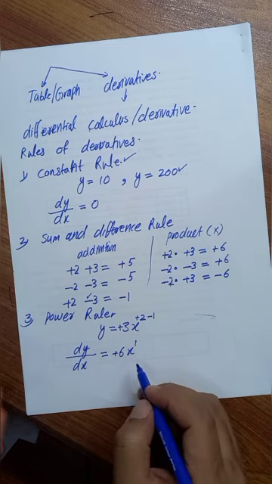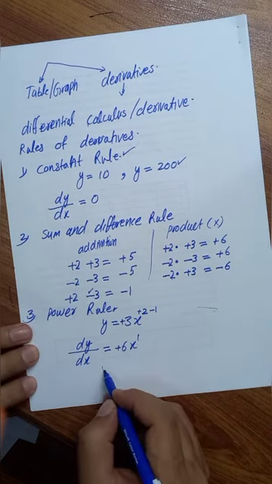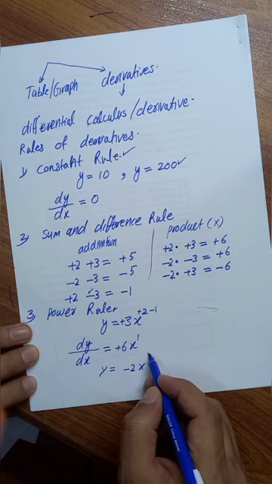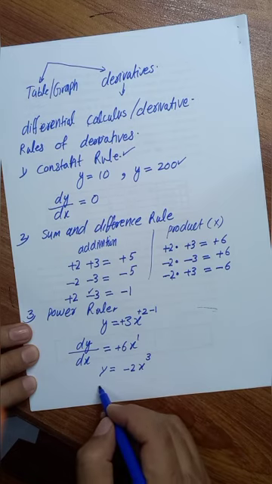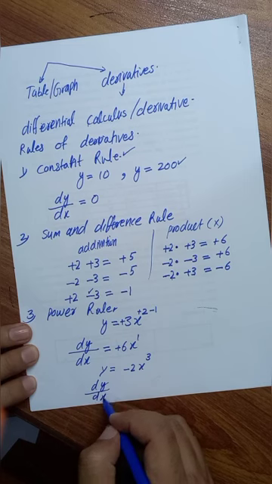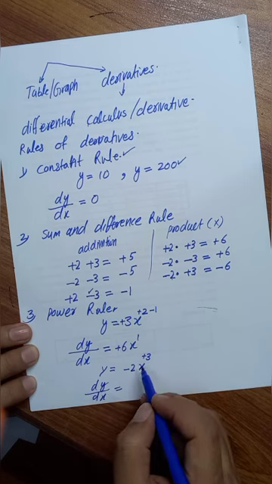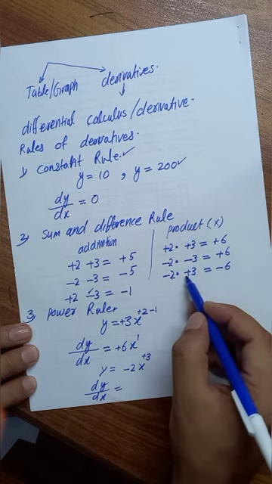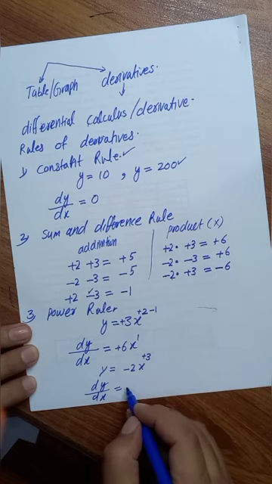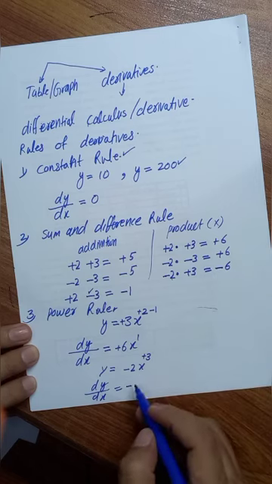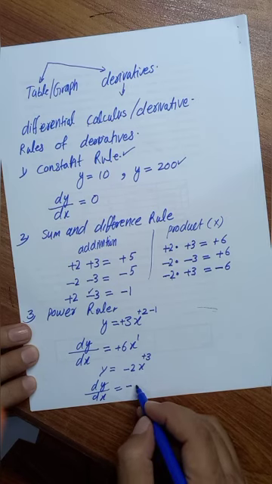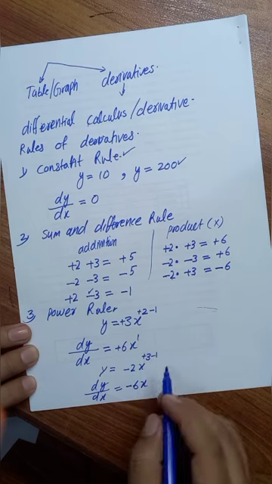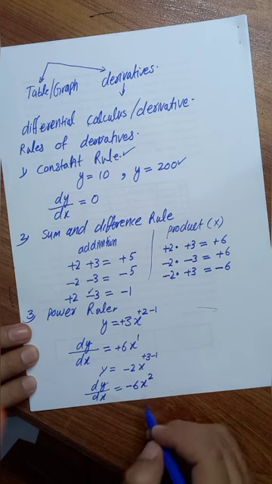Let's say we have another example, y is equal to minus 2x power 3. Derivative dy divided by dx is equal to, here we have opposite signs in the product, plus into minus, so the sign will be negative. I'll put here a negative sign, and 2 multiply 3, it will become 6x. But here again we will subtract 1, so the power will be 2.